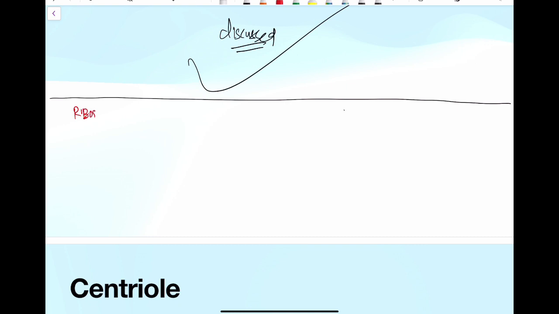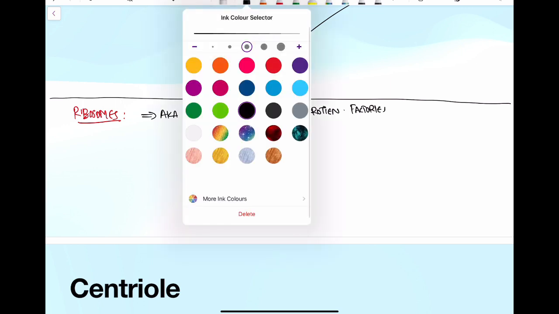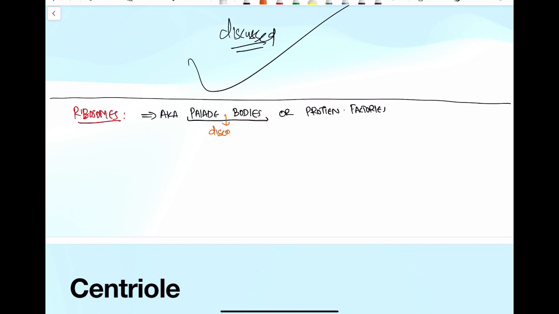Ribosomes are also called Palade bodies or protein factories. Why are they called Palade bodies? Because they were discovered by George Palade in 1953. And why are they called protein factories? Because they help in the synthesis of proteins. Okay, that's why they are called protein factories.